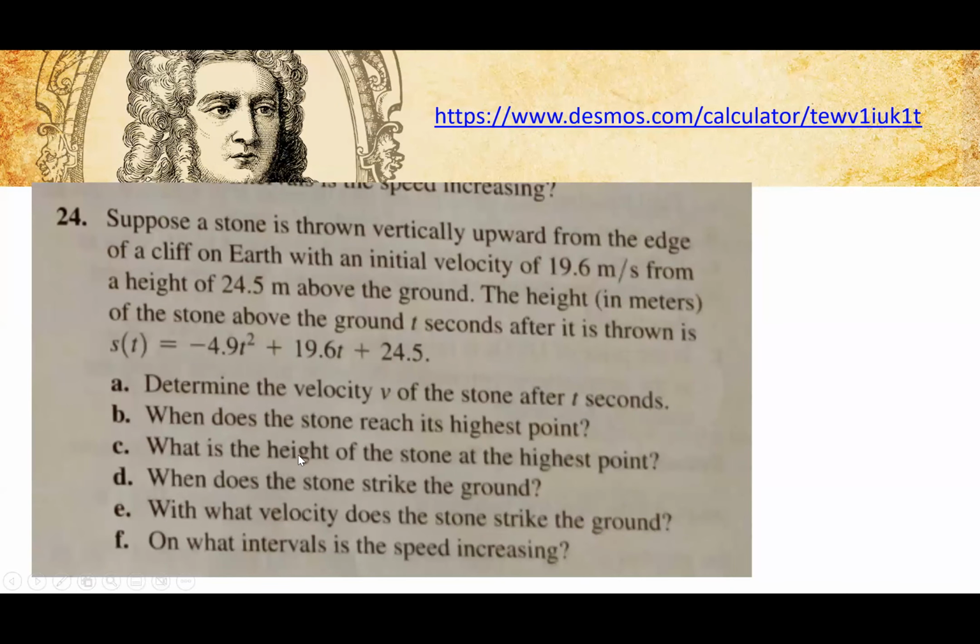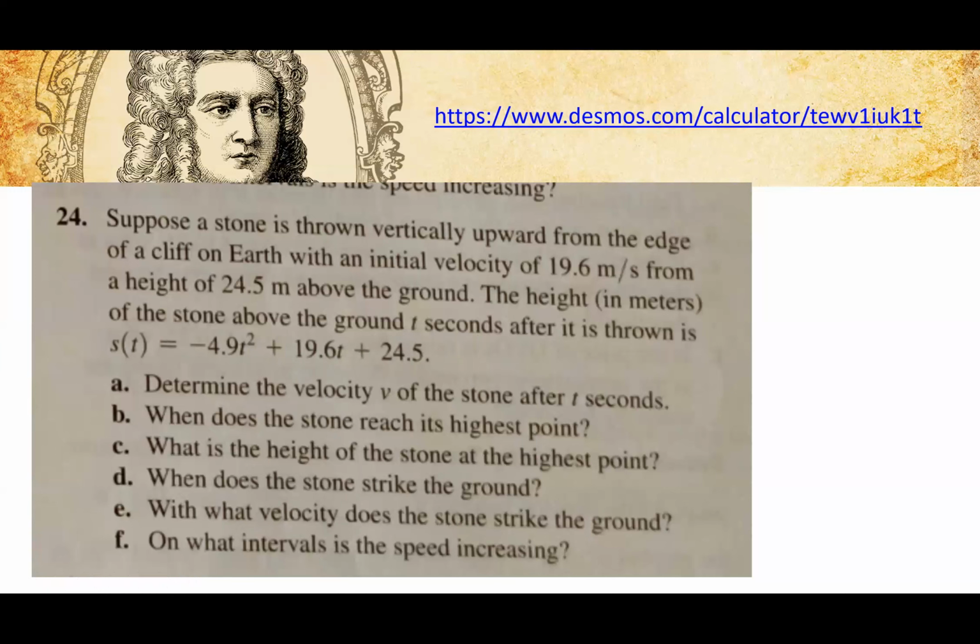When is the height of the stone at the highest point? Well, we would graph it and look for it. It's at its highest point when the velocity is 0. When does the stone strike the ground? Set this equal to 0 and find the t value, or just look at the graph. And with what velocity does the stone strike the ground? And at what intervals is the speed increasing?